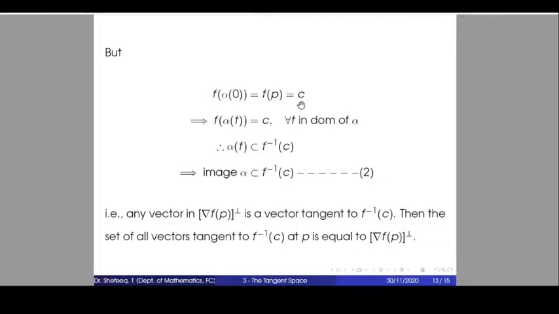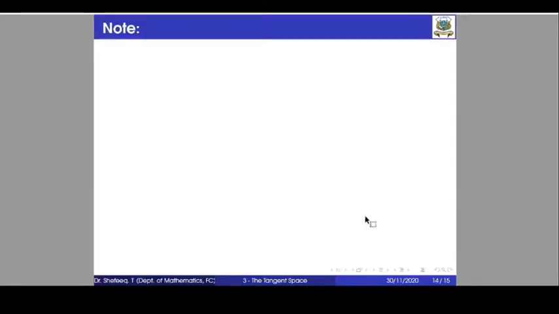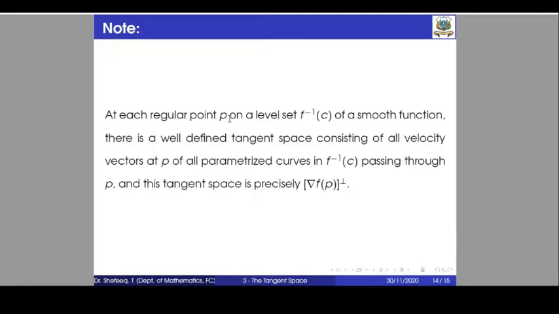So we have proved all the conditions, and therefore any vector in del f of p orthogonal is a vector tangent to f inverse c. Then the set of all vectors tangent to f inverse c at p is equal to del f of p orthogonal. Okay, now we have a note. At each regular point p on a level set f inverse c of a smooth function, there is a well-defined tangent space consisting of all velocity vectors at p of all parameterized curves in f inverse c passing through p, and this tangent space is precisely del f of p orthogonal.